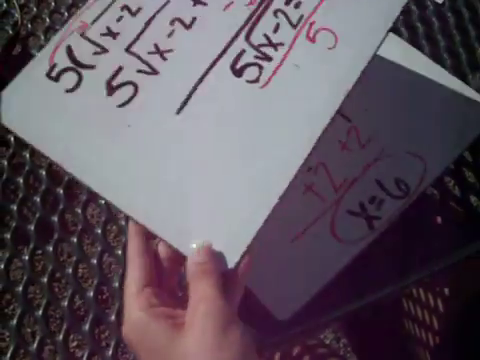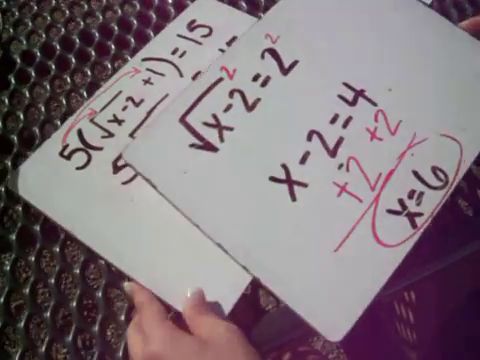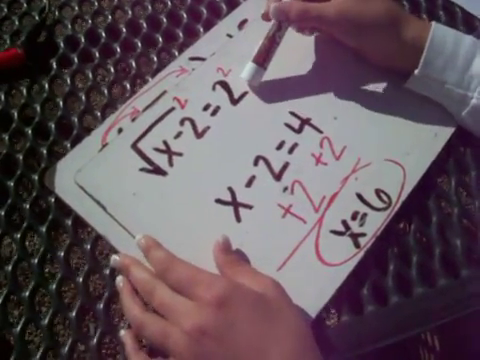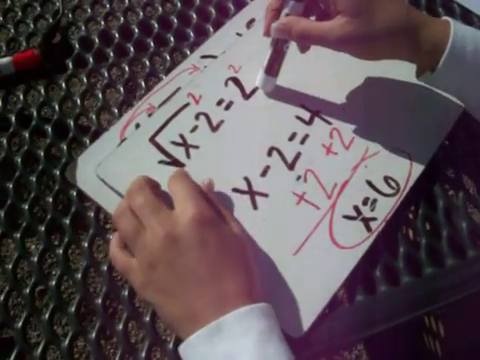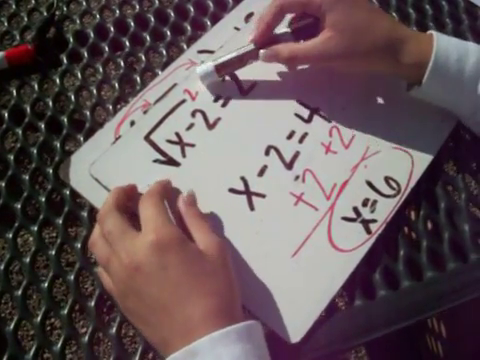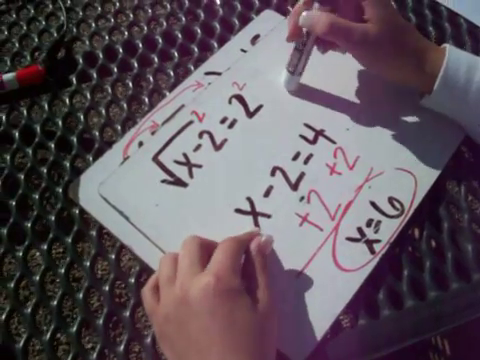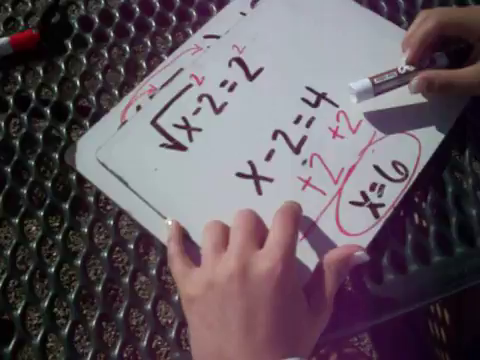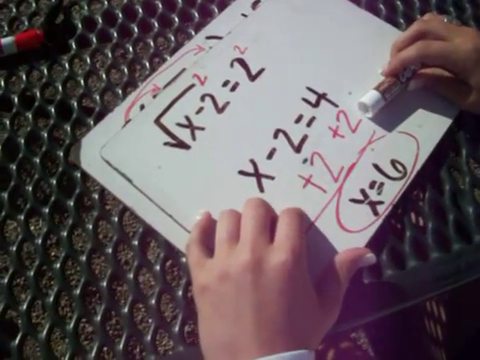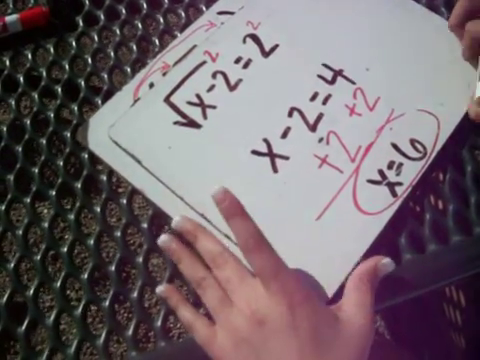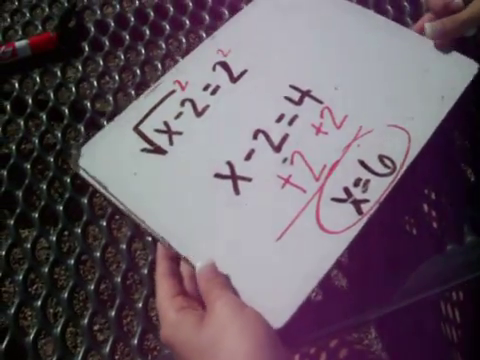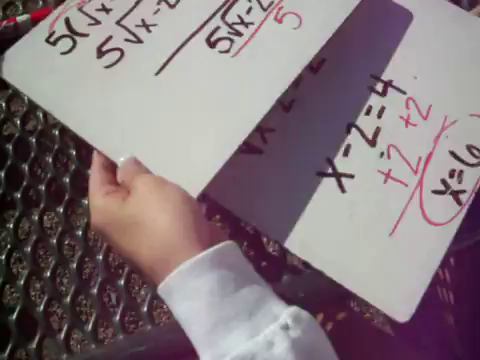And our next step would be to get rid of this 5, so we divide by 5 on both sides to get the square root of x minus 2 equals 2. To get rid of the square root, we have to square both sides to get x minus 2 equals 4. And to get x by itself, we have to add 2 on both sides to get x equals 6. And that's how you solve an algebraic equation using square roots.